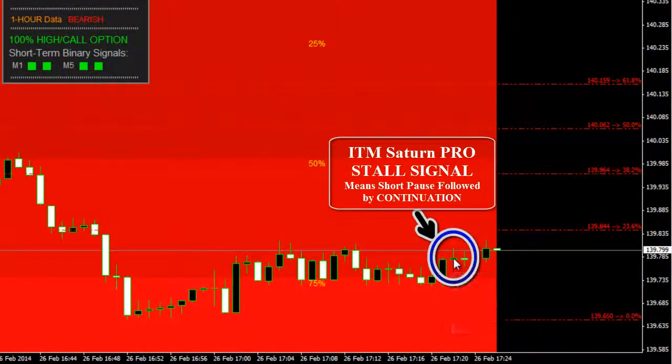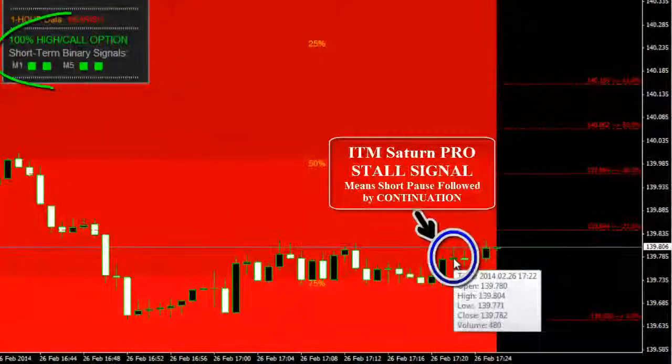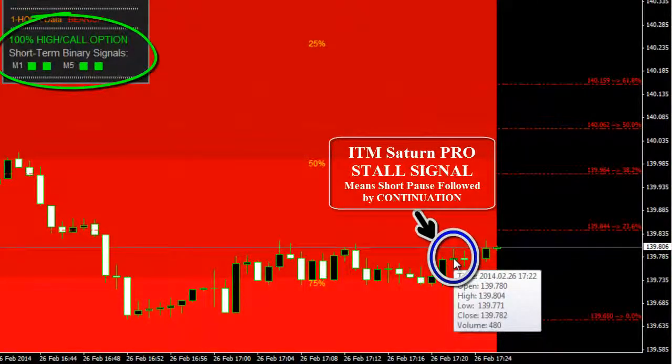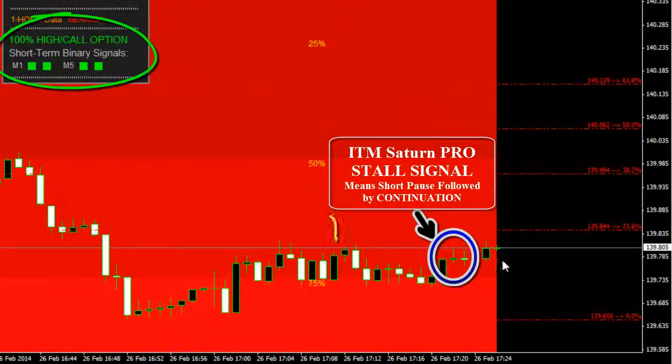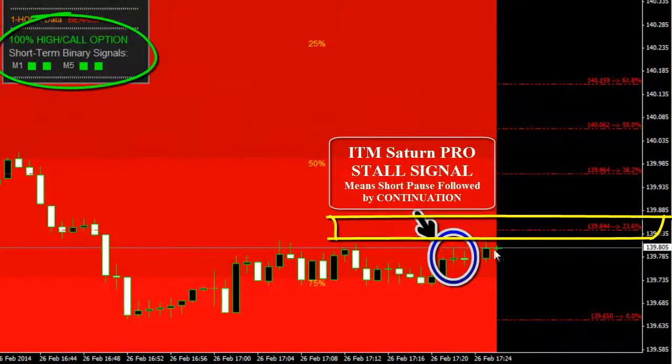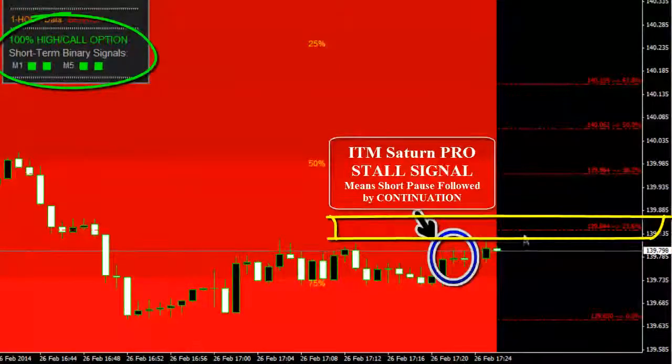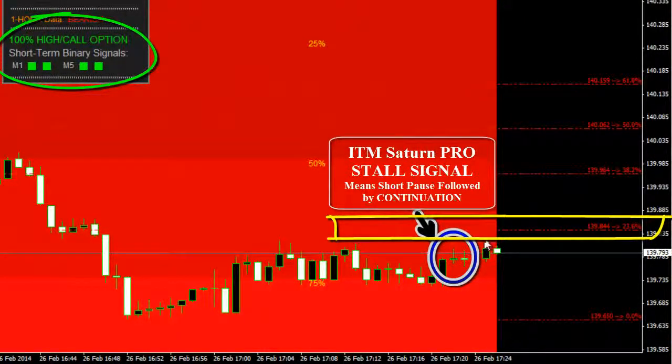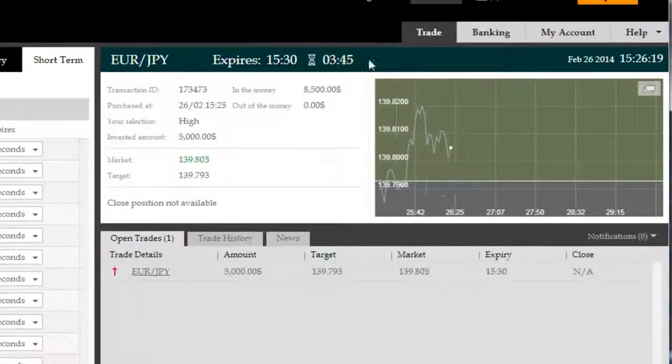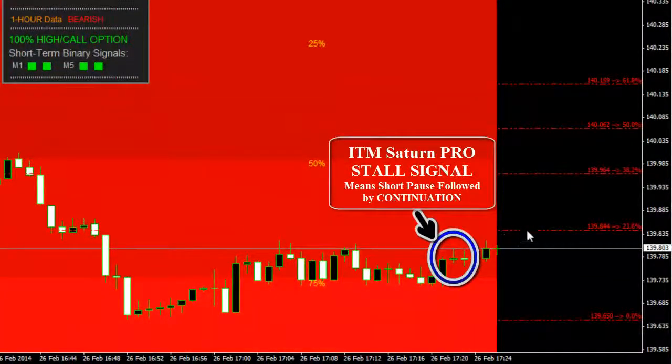Furthermore, you have 100% high call option probability on M1 and M5 timeframes shown to you by ITM Saturn Pro, with the next Fibonacci target also showing as 23.6% or 139.844 according to the fibs drawn by ITM Saturn Pro. This is a classic example of taking a high probability trade on, say, a comfortable 5-minute time frame that ensures that you have optimal entry. A stall signal is particularly useful in these situations.